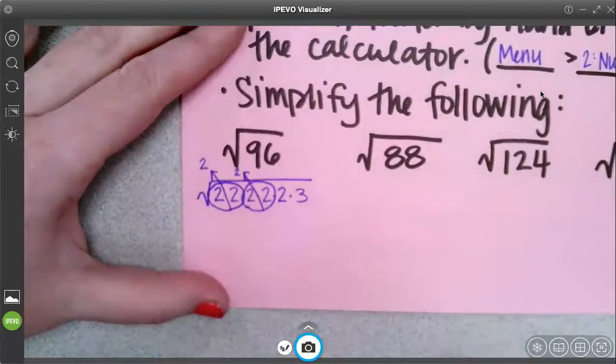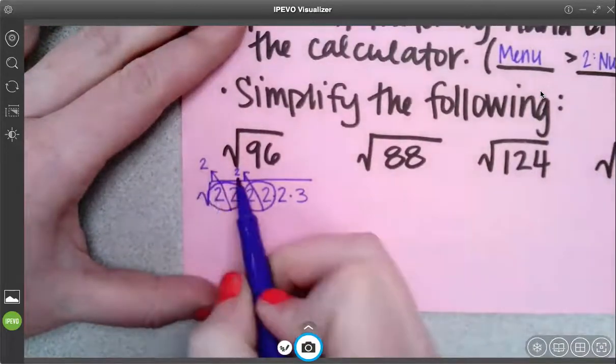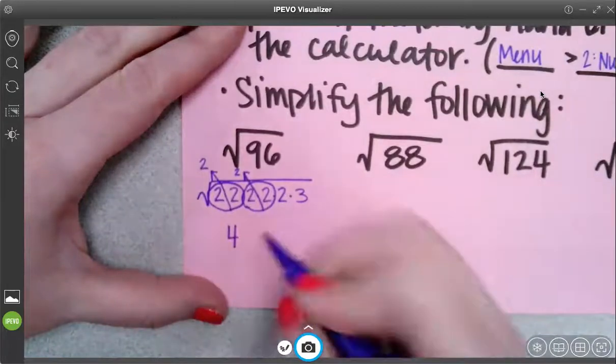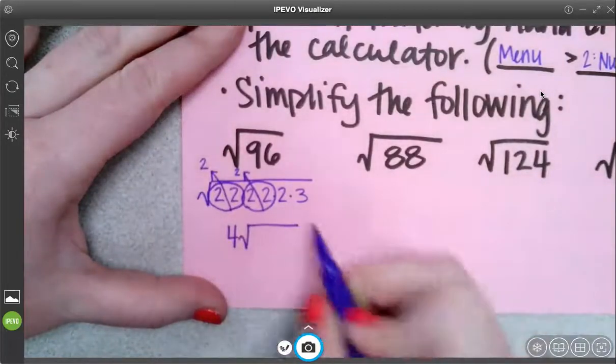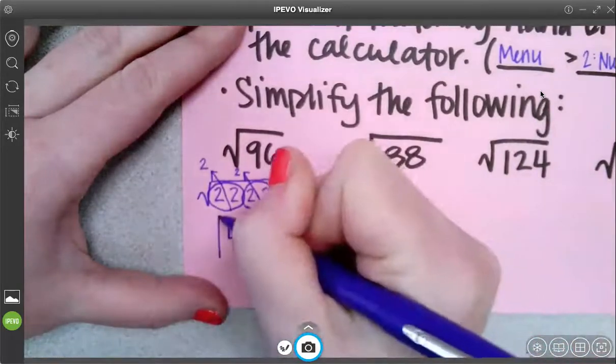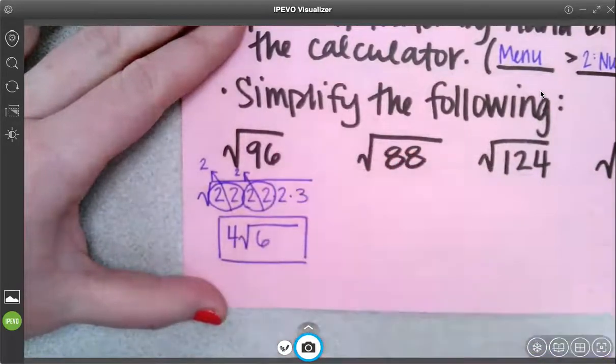We're going to multiply everything that comes out. So 2 times 2 comes out, which means 4. And then underneath the radical, we have 2 times 3, which is 6. So the simplified version of the square root of 96 is 4 square root 6.